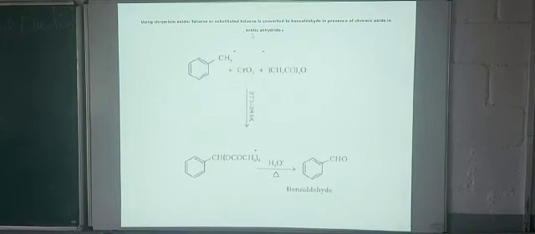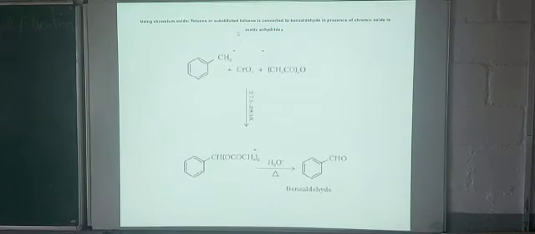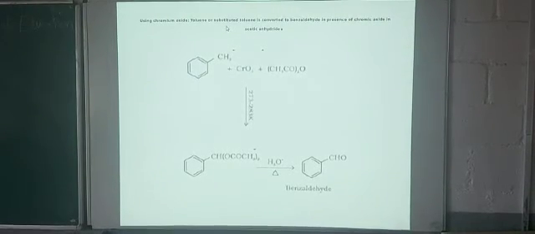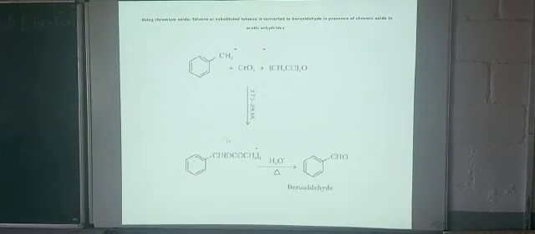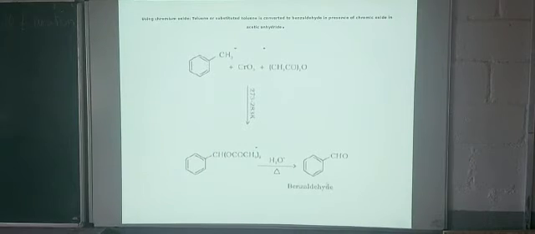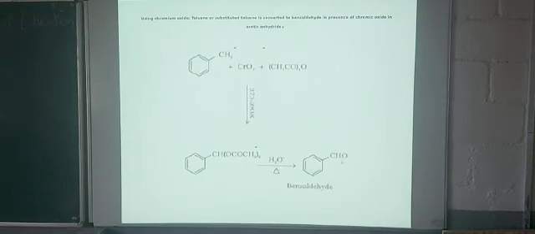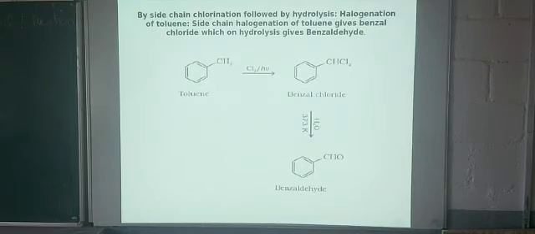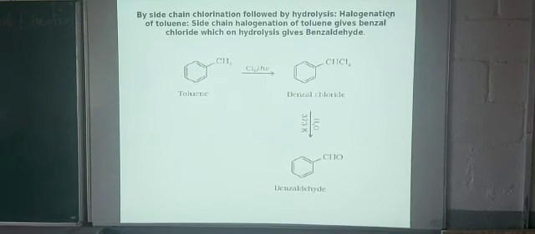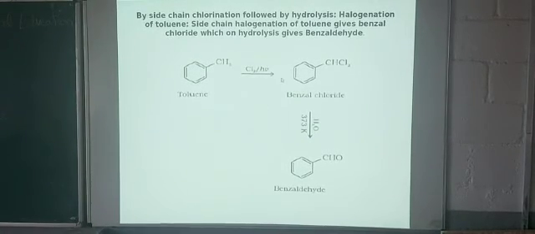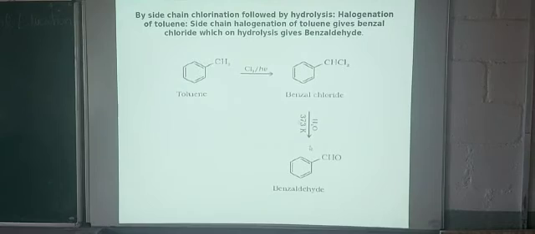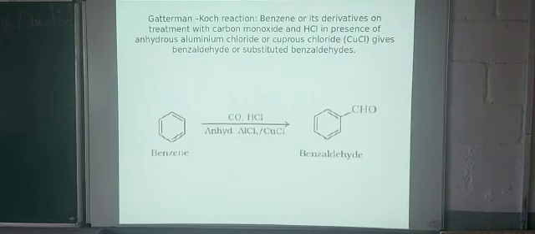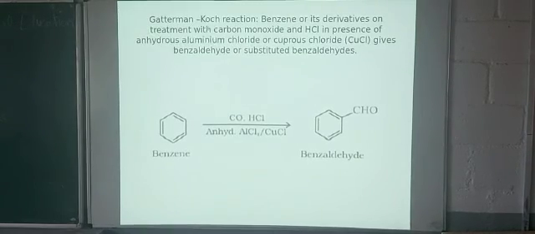Using chromium oxide in acetic anhydride, toluene or substituted toluene is converted into benzaldehyde. So this is the chromium oxide formula and it is converted into benzaldehyde because the CH3 group is present on the benzene ring. By the side chain chlorination and hydrolysis, halogenation of toluene. Toluene on chlorination converts into benzal chloride, and benzal chloride is further hydrolyzed into benzaldehyde at 373 Kelvin.